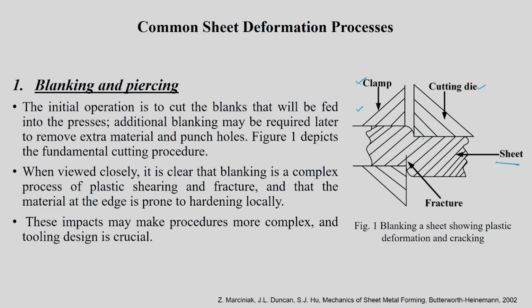As you see in this diagram, the sheet is undergoing severe plastic deformation in this region, and at one particular stage fracture is going to develop and these two regions will get separated. This part will come down and be separated from this part of the sheet. Generally this operation is done in presses, and additional blanking may be required later to remove extra material and punch holes. That is the entire process.